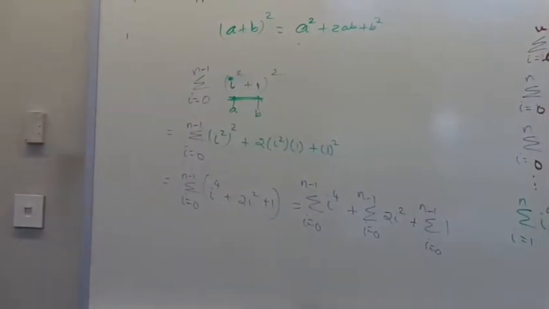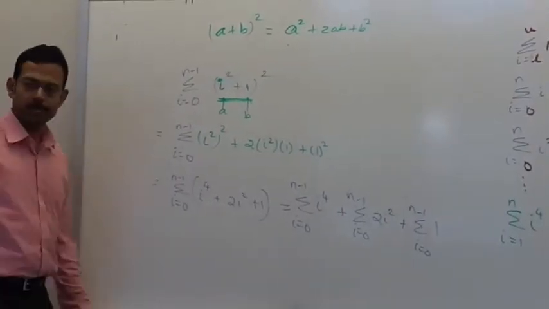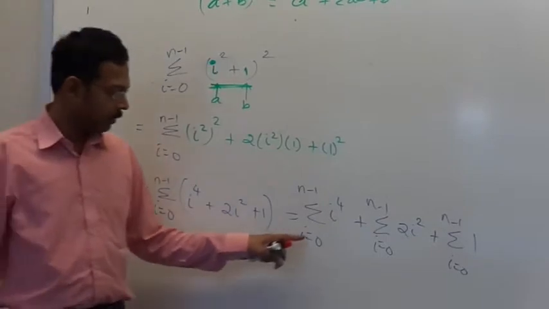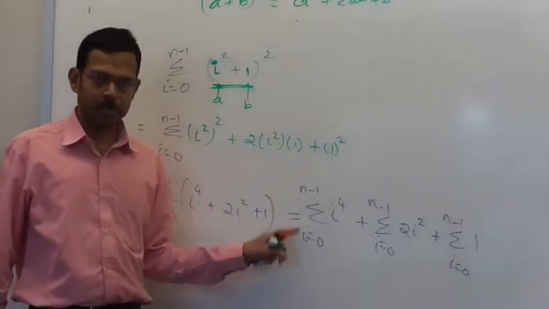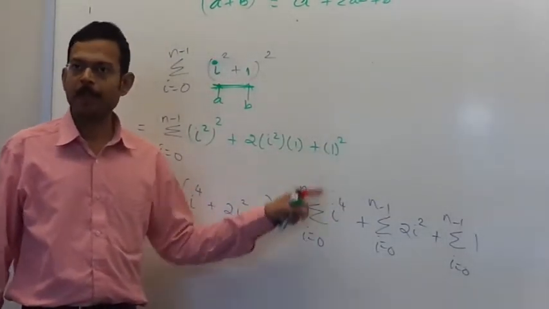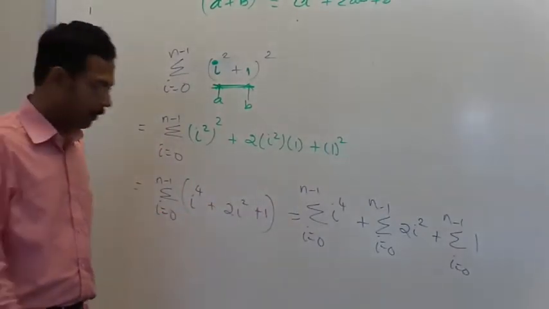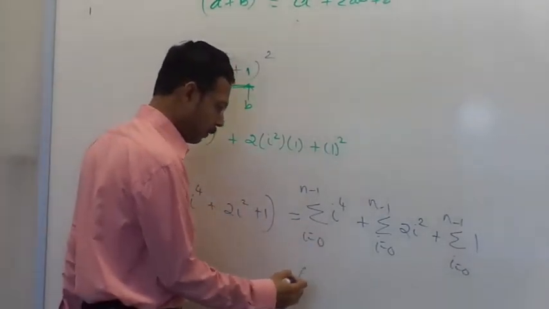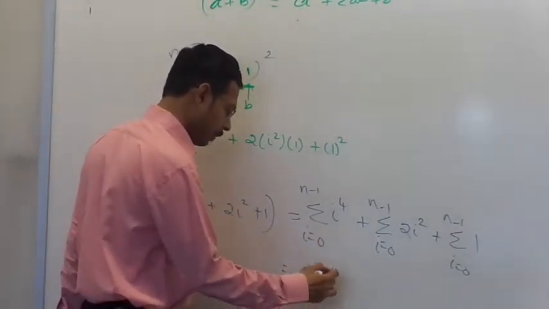You should be able to write the thetas directly. So what is the theta for this first summation? It's n to the 5, right? Because we have i to the 4, so this is n to the power 5.